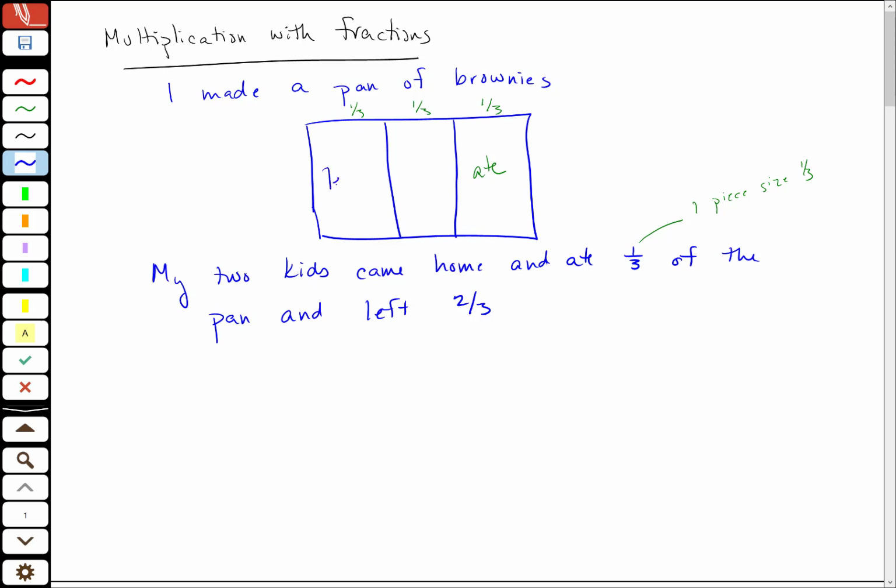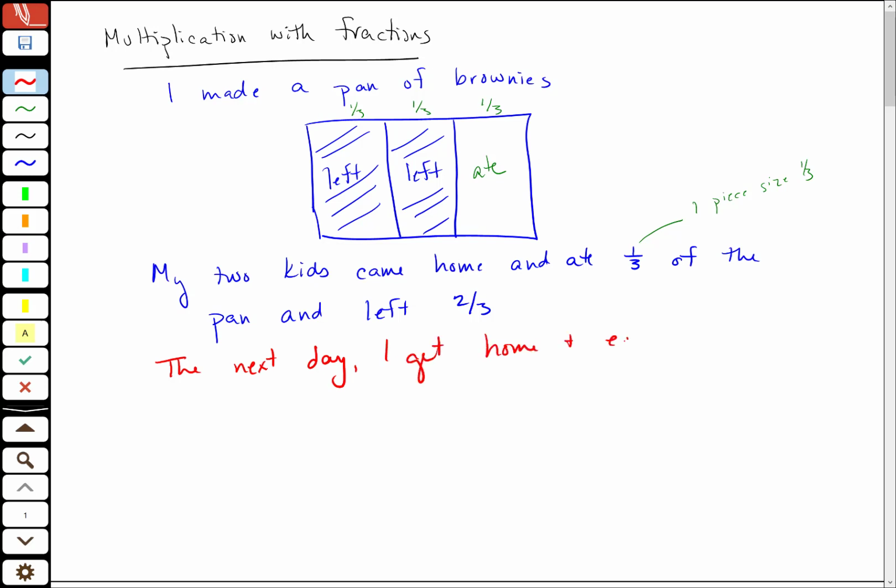And this is left here, right? Okay, so in our kind of imagining, we might say that that's shaded in. So what's left is 2/3. Okay, so now the next day, I get home and eat, let's say, a fourth of what's left.